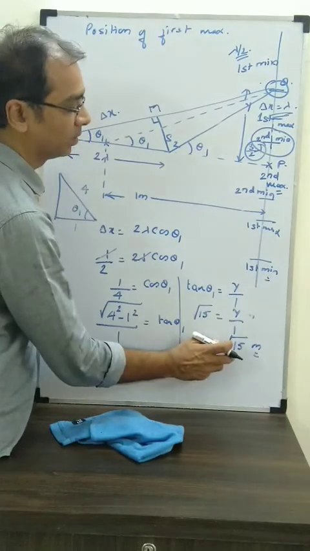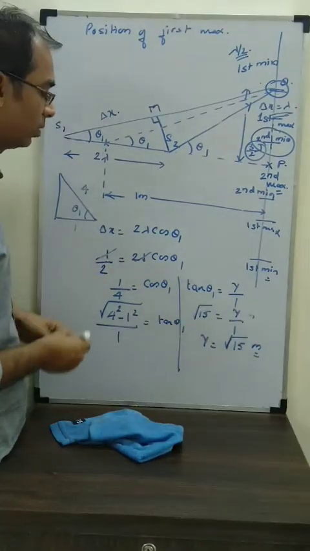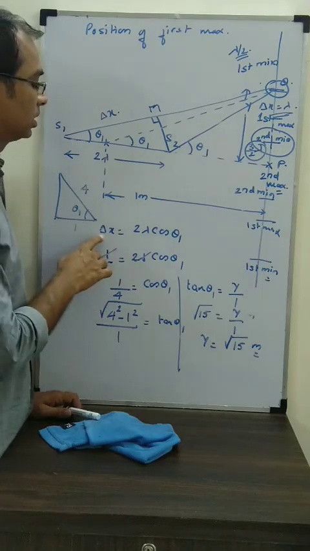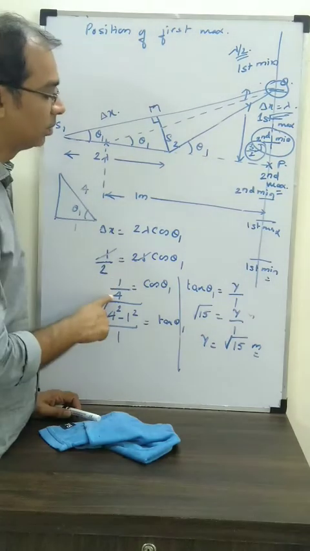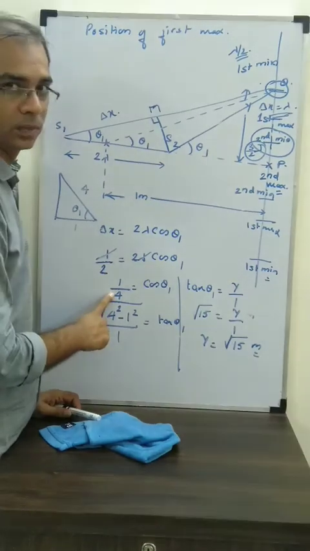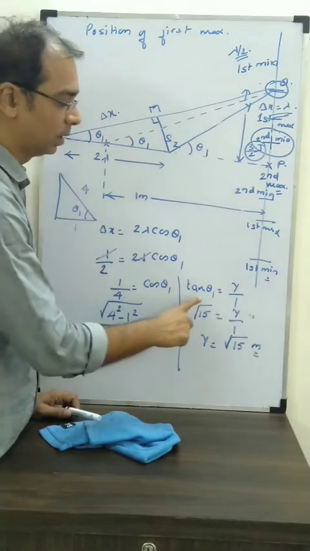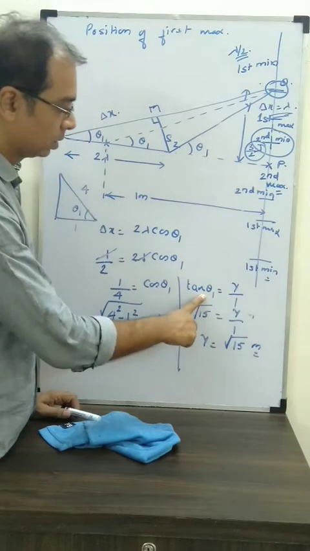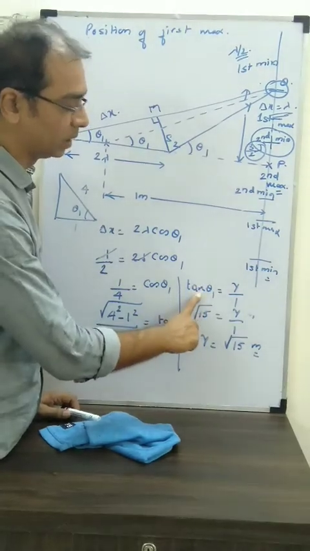First minima is coming where? Root 15. Okay. Same way, suppose you are finding the second minima, then what will be the position? For the second minima, this difference should be 3 lambda by 2. Then cos theta will come 3 by 4. And 3 by 4 cos theta means 53 degrees. So then we will keep 53 degrees over here. Then it will become 4 by 3.